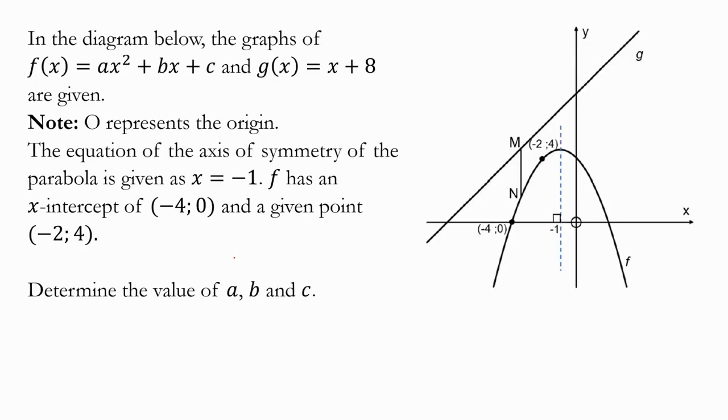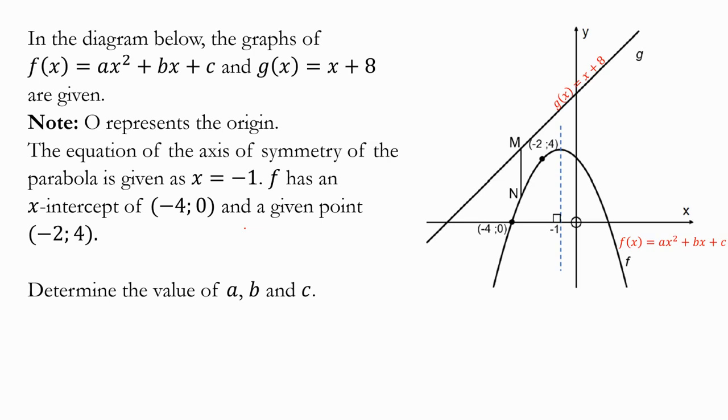We are doing question 9a. Right, let's read the information. In the diagram below, the graphs of f of x equals ax squared plus bx plus c and g of x equals x plus 8 are given. So we have these two graphs here, g of x there and f of x. Note that O represents the origin.